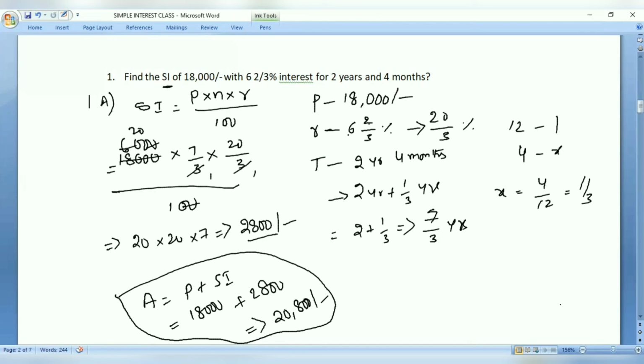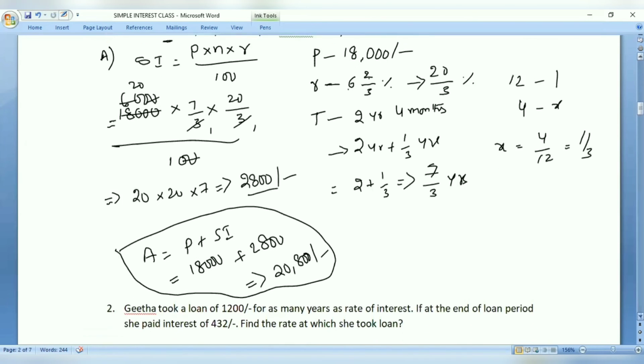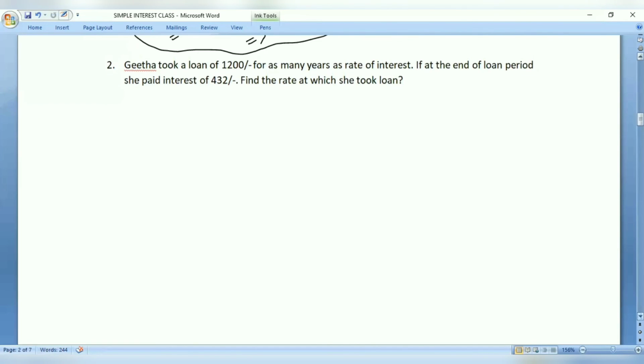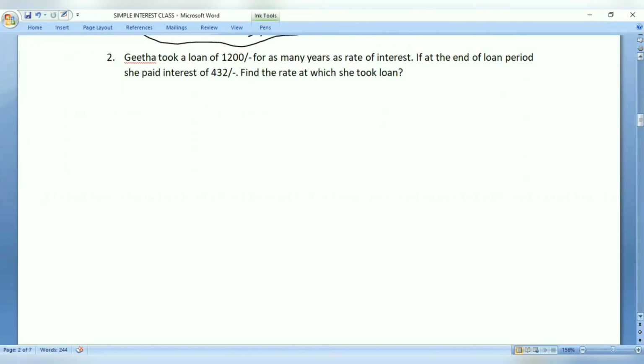Now let us move on to the next question. Let us take the second question. Geeta took a loan of 1,200 rupees for as many years as rate of interest. So here, what is the meaning? Rate of interest and time period both are equal. If at the end of the loan period, she paid interest of 432 rupees, find the rate. Okay. Now, what is the principal? 1,200. This is the amount that she has taken.